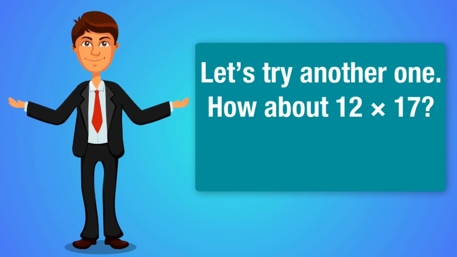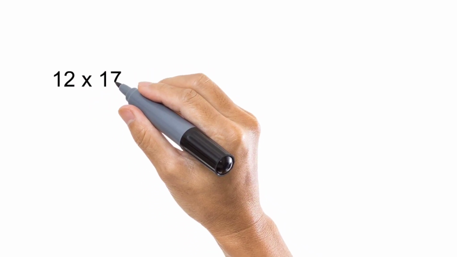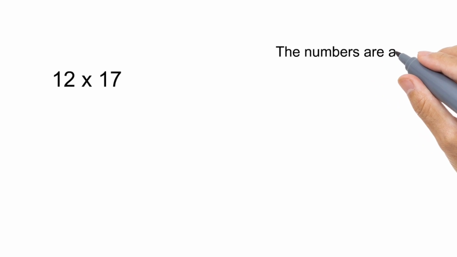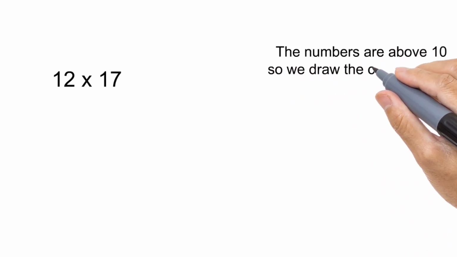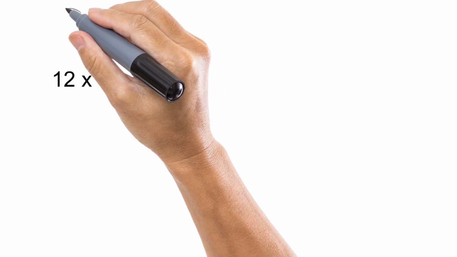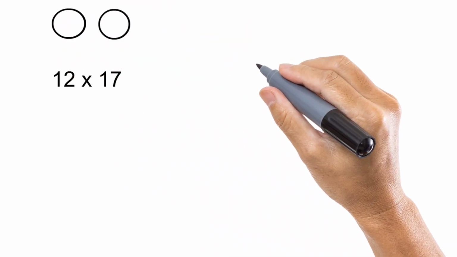Let us try another one, 12 into 17. Let us do these numbers. 12 into 17. The numbers are above our reference number 10. So, we have to draw circles above the numbers. Draw the circles above 12 and 17.